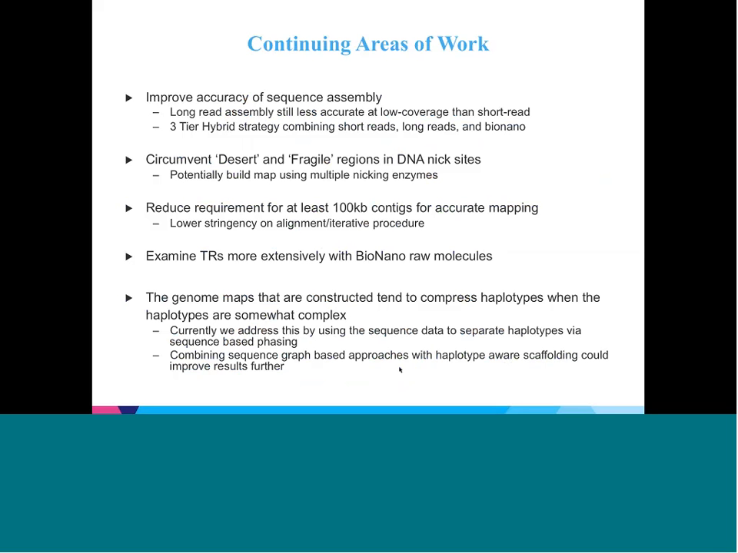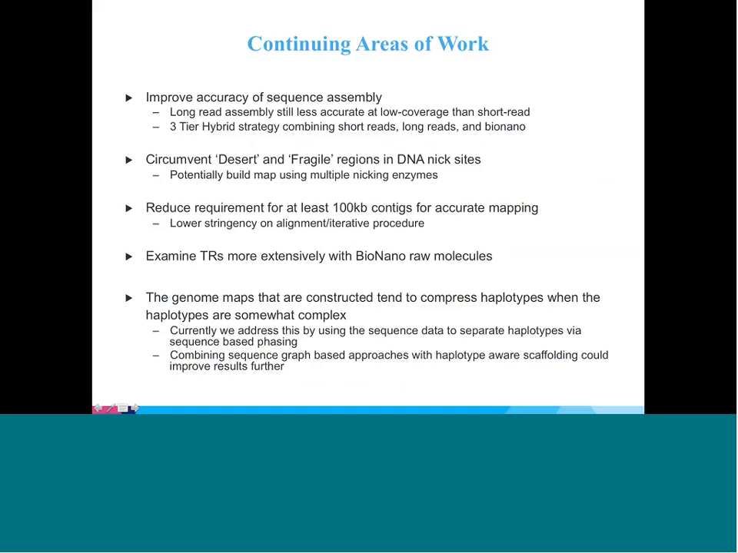And we really would want to use maybe a 3-tier hybrid sequencing strategy. We'd also like to try to circumvent some of these desert and fragile sites in the DNA nick sites. Potentially, it could even improve the scaffolding further. And so, obviously, I know people have been doing a lot of different things at BioNano with combined multiple nicking enzymes, things like that. I think this is a temporary side point, but worth mentioning.